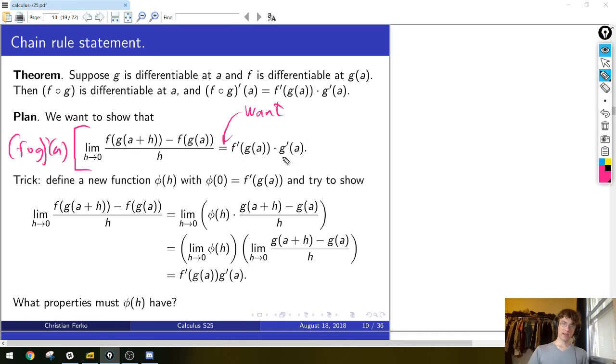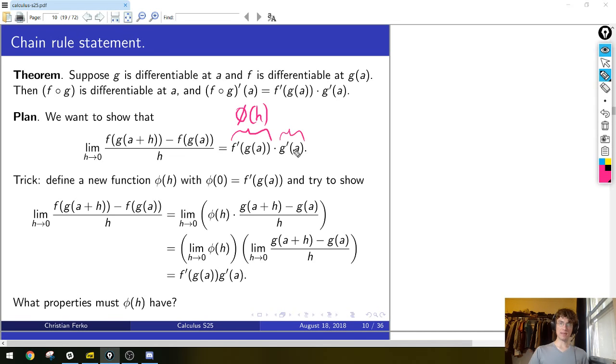So the trick is going to be to try to split this difference quotient that we're trying to prove the equality of. We're going to try to split this into a product of two functions. Roughly, we're going to pick a function which I call phi, the Greek letter phi. We're going to put inside the limit a function phi whose limit at 0 we want to be this first factor, f prime of g of a.